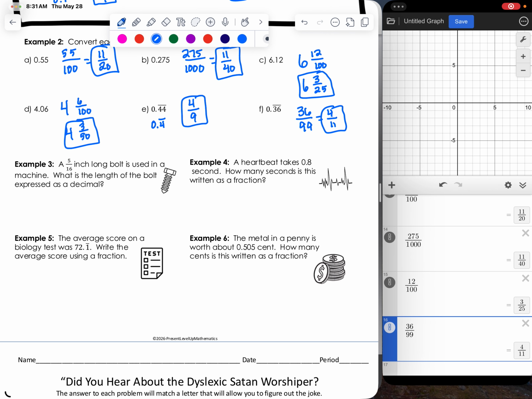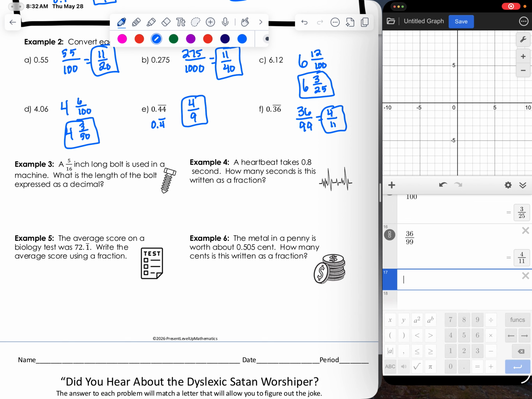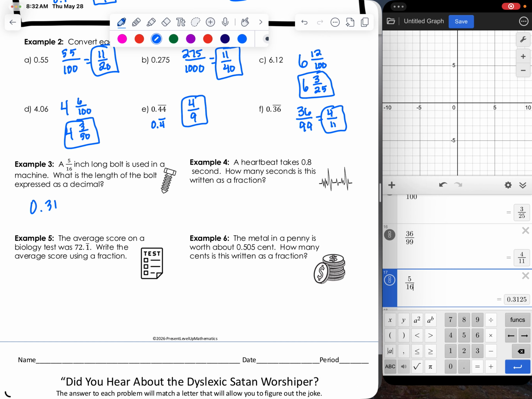All right, example 3. A 5/16 inch long bolt is used in a machine. What is the length of the bolt expressed as a decimal? So I want to take 5/16 and turn it into a decimal. So I'm going to take 5 divided by 16, and I want it as a decimal. 0.3125 inches would be 5/16 expressed as a decimal.